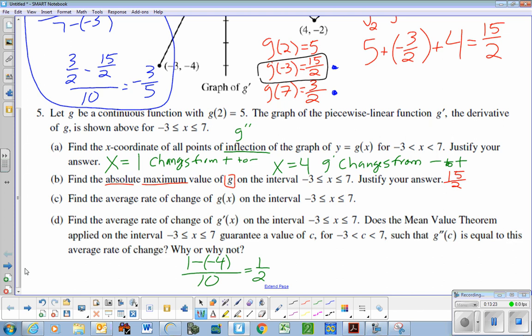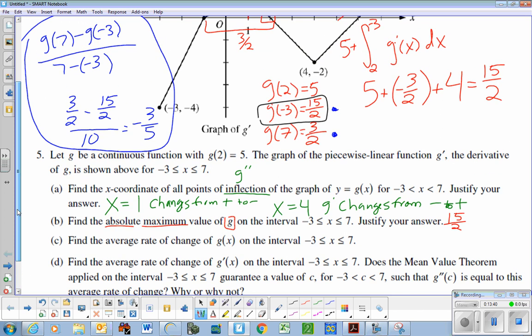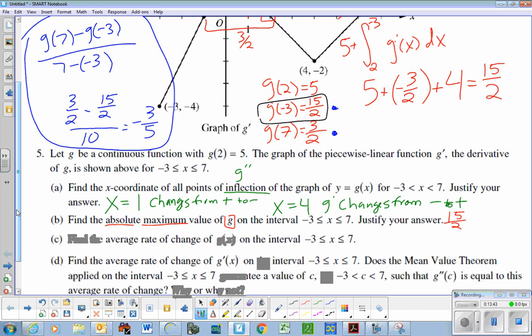But does the mean value theorem apply on the graph we have? Does it guarantee a value of c, for c equals negative 3 to c equals 7, such that g double prime of c is equal to the average rate of change? Why or why not? So I'm pretty much asking you, is the mean value theorem going to guarantee the existence of the value of c? Like, is it going to work?